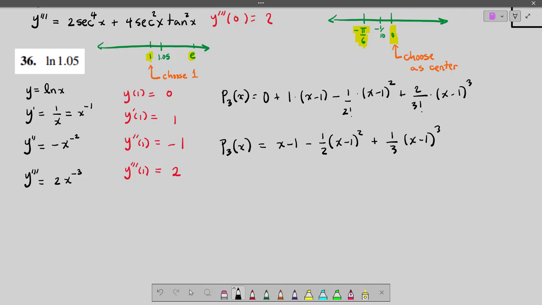Now we have to plug in the right x. So we have to identify x. We're trying to approximate natural log of 1.05, so that means that 1.05 is playing the role of x. So we're going to plug in 1.05 across the board here, so p sub 3 of 1.05. 1.05 minus 1 is 0.05.